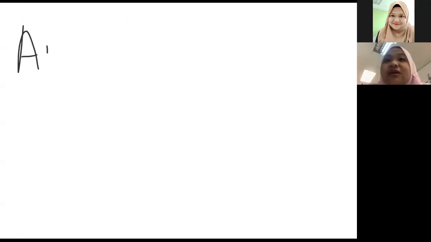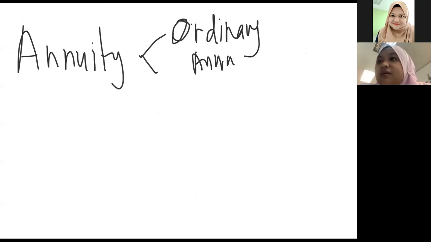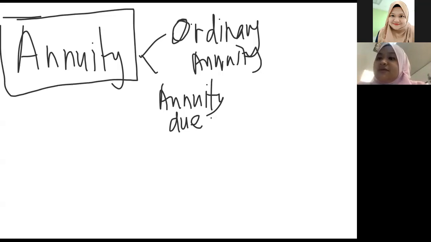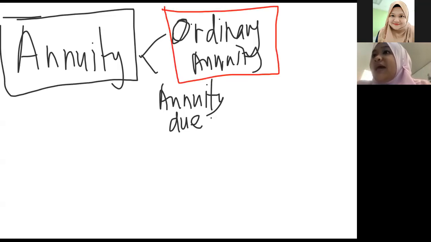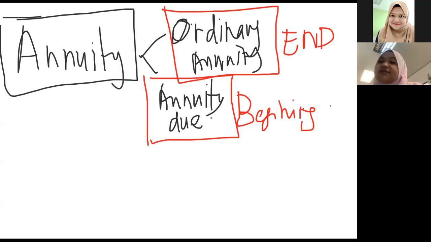All right, so in annuity, there are two types of annuity. The first one is ordinary annuity, and the second one is annuity due. What is the difference between these two? Ordinary annuity is the normal practice. It means that the payment will happen at the end of the year, every end of the year. However, annuity due will happen at the beginning of each year. So the keyword is this: annuity due, the payment will happen at the beginning. Ordinary annuity, the payment will happen at the end of the year.